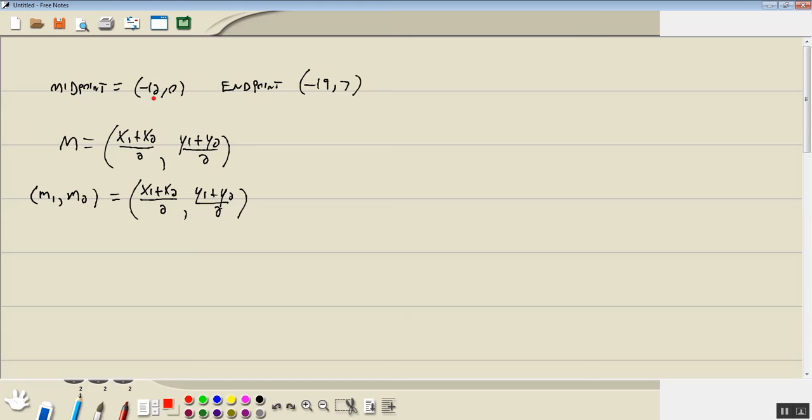Now if I were to label these, since this is my midpoint, this would be m1 and this would be m2. And this is one of our endpoints, and it doesn't matter which one you label it. So I'll put that as x1 and this as y1. Now what we're wanting to find is the other endpoint, so we're trying to find x2, y2.